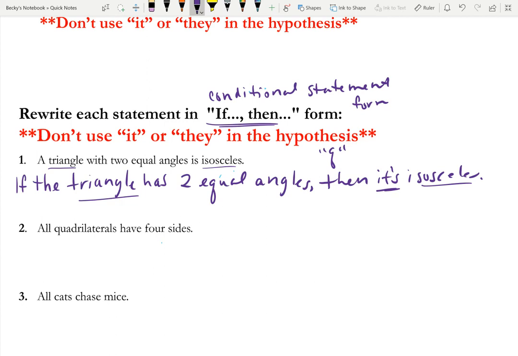This is the conditional statement. Now, is this true? If a triangle has two equal angles, then it is isosceles. This is 100% true, just as the original problem.